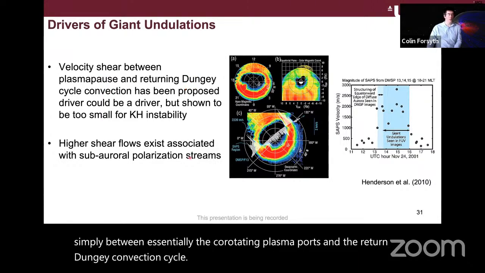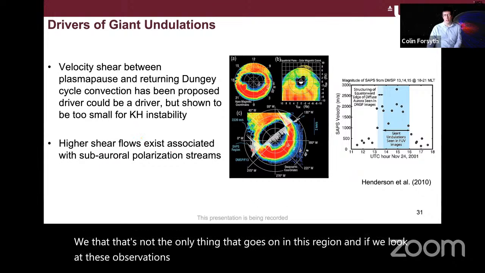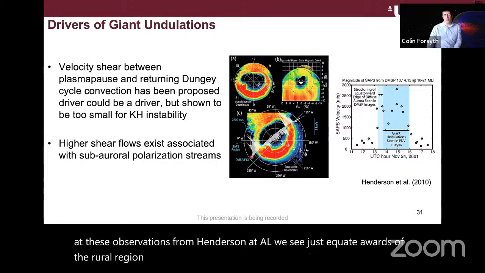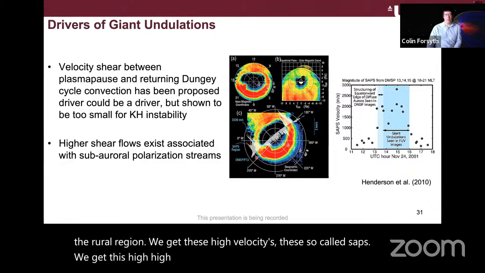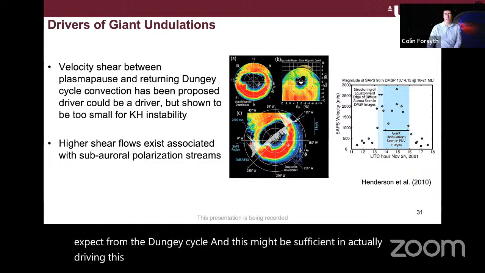However, we now know that that's not the only thing that goes on in this region. If we look at these observations from Henderson et al., we see just equatorwards of the auroral region, we get these high velocities, these so-called SAPs. We get this high velocity, much higher than we would expect from the Dungey cycle. And this might be sufficient in actually driving this region Kelvin-Helmholtz unstable.